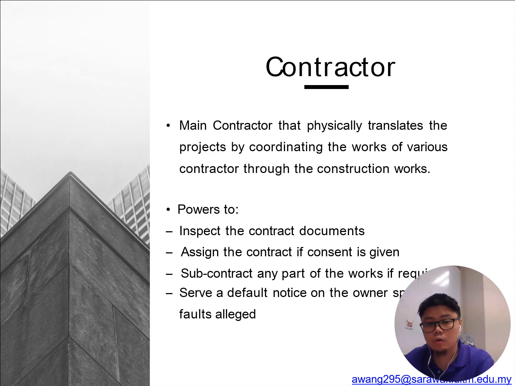And there are also nominated subcon and suppliers who usually cover the M&E part and provide specific expertise and materials needed for the project, be it lighting systems, aircon, and even plumbing.